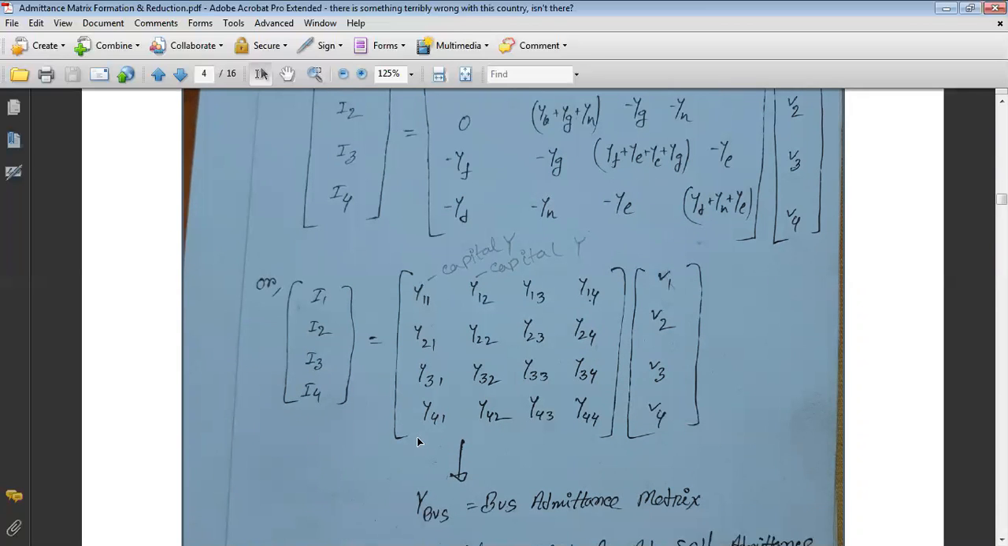In short form, this can be written as capital Y suffix bus. That is bus admittance matrix. So this is a short form of bus admittance matrix.